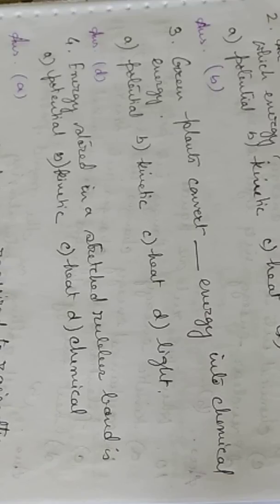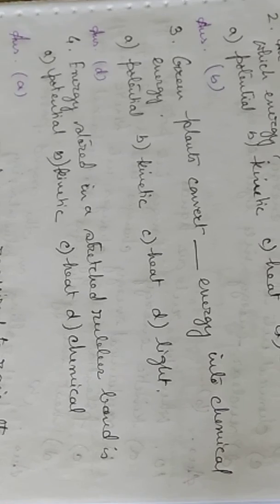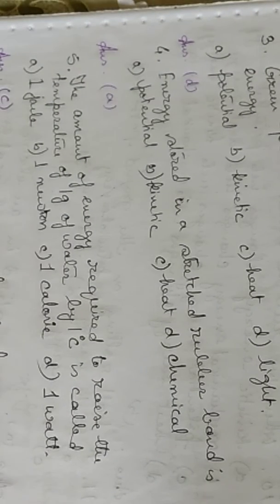Energy stored in a stretched rubber band is potential, kinetic, heat or chemical. The answer is A, that is potential energy. The amount of energy required to raise the temperature of 1 gram of water by 1 degree centigrade is called 1 joule, 1 newton, 1 calorie or 1 watt. The answer is C, that is 1 calorie.